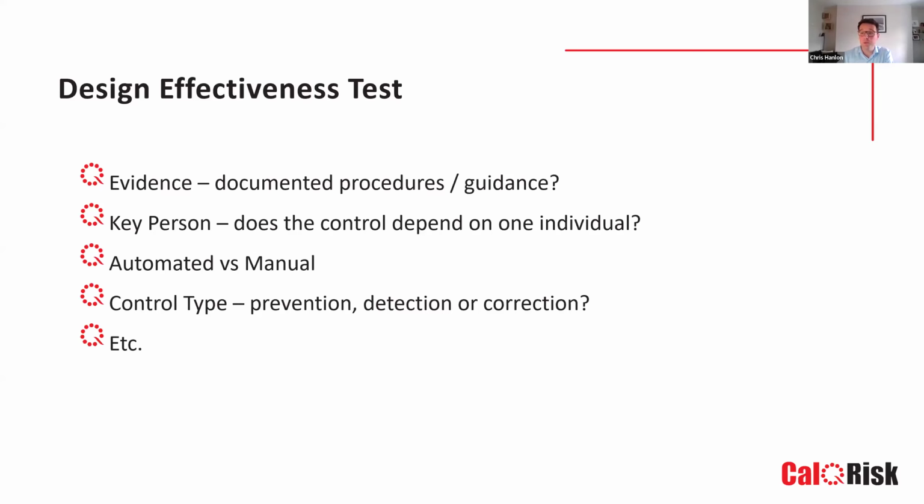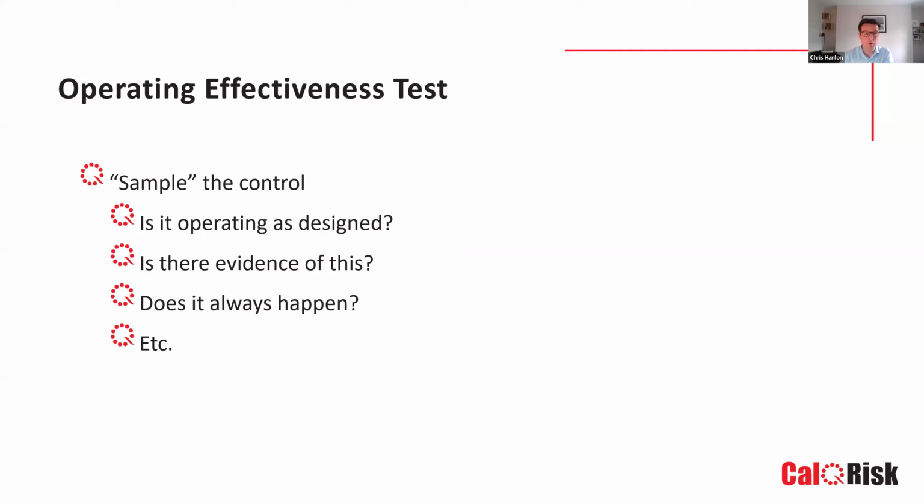Let's say hypothetically, we pass that design effectiveness test and we want to move over to our operating effectiveness. This is really more of a mini audit, for example, and I talk a lot about sampling the control. So is the control operating as designed? So we've gone and said that actually, look, there's guidance notes, there's documentation around how this control works. The control objective and statement is clear. We know the key person, the roles and responsibilities. Can we actually go out now and evidence that?